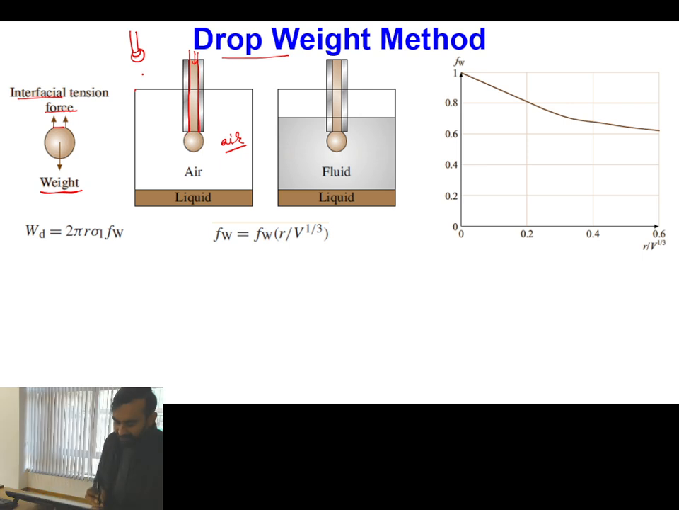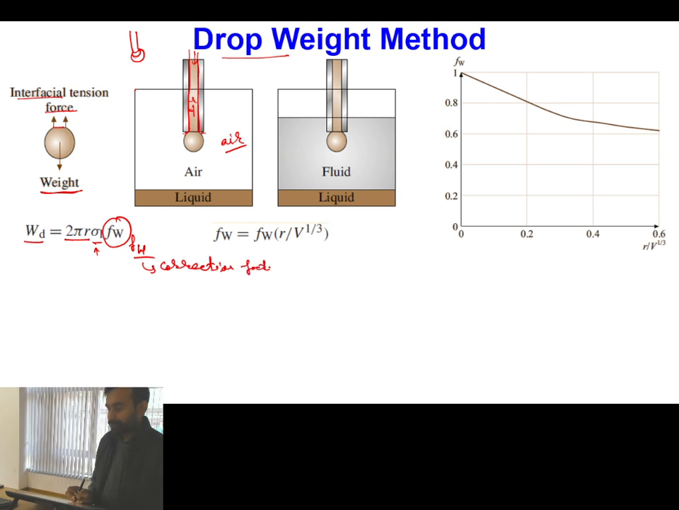So I can balance WD, which is the weight of the drop, with 2 pi r. R is my radius of the needle. So 2 pi r will be the circumference, and at this circumference only it is contacting. So that's why 2 pi r into sigma L, where sigma L is the surface tension coefficient, and along with that I have multiplied some factor Fw. So Fw is actually the shape correction factor.